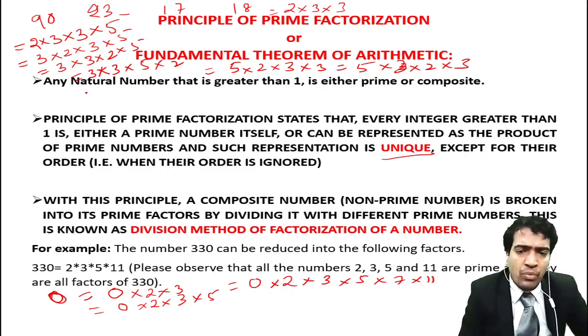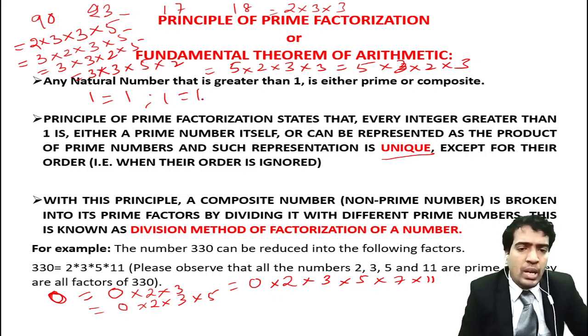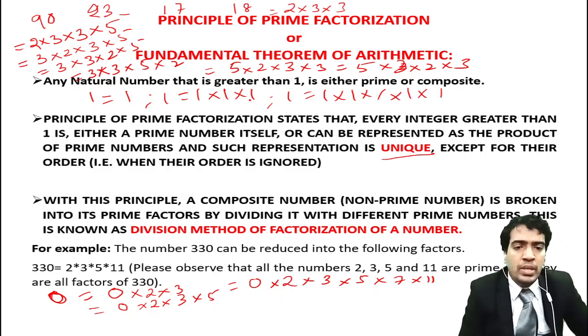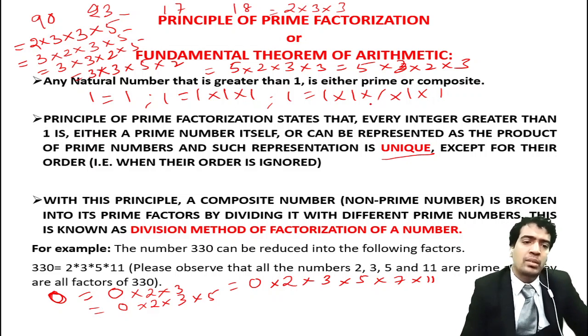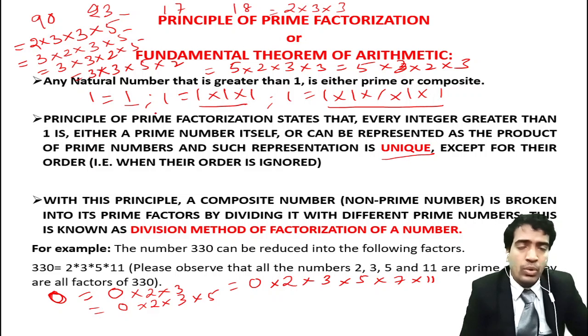Let us take the example of 1. Now, what is 1? 1 is 1. 1 can be represented as 1 into 1 into 1, or 1 into 1 into 1 into 1 into 1. Can you see? All of them are ones. And these representations are not unique. Here you have multiplied 5 ones, here you have multiplied 3 ones, here you have represented 1. And all these equations are true. But these are not unique representations.